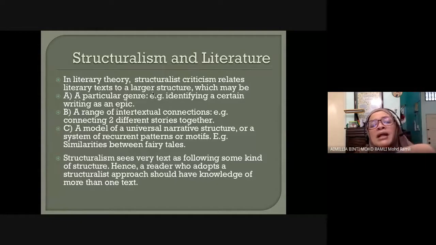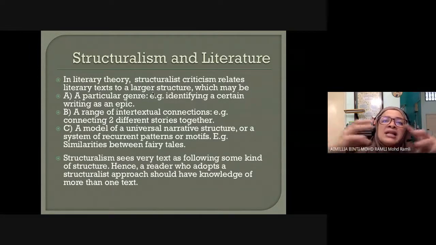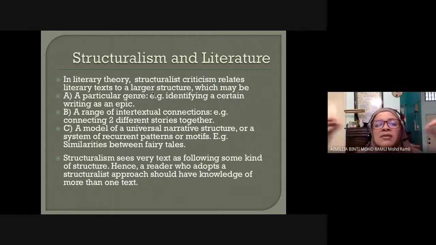The second type would be a range of intertextual connections. How do you connect one story to another? If you can find this connection, you can create an organization. For example, the movie Snow White and the Huntsman. How do you link this movie to other movies? You link it to the original movie, Snow White. So Snow White and the Huntsman can be categorized in the same category as Snow White. So you have that kind of link.